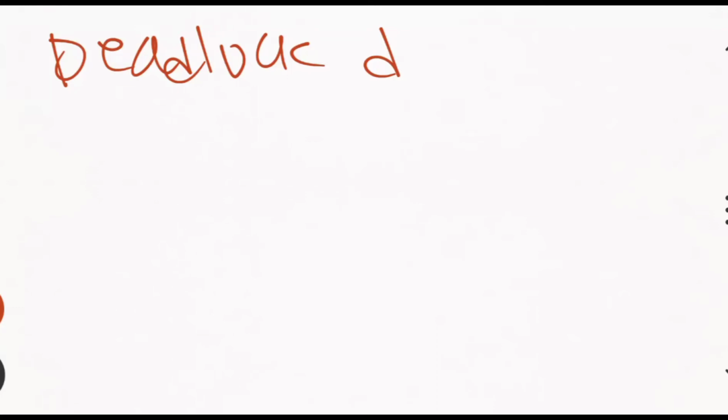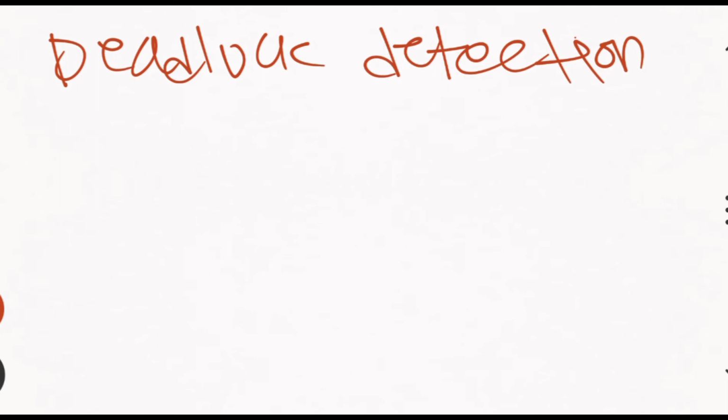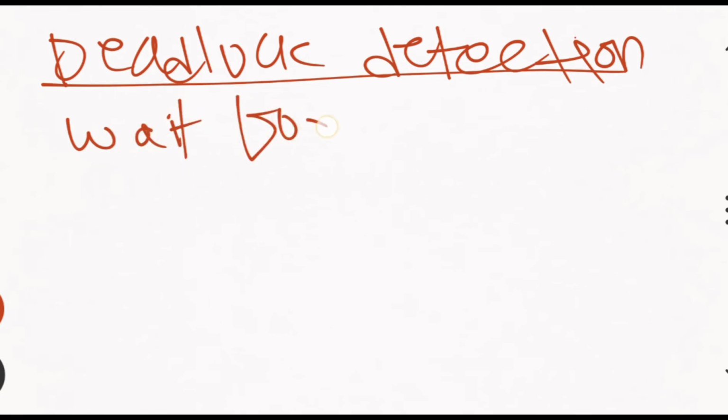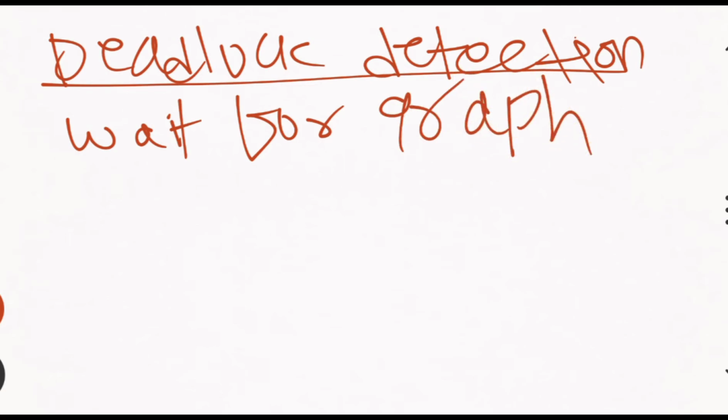So the next topic is deadlock detection. Suppose by any case there is a deadlock, then how are we going to detect that deadlock? For that purpose I am going to use the technique that is called the wait for graph. What do you mean by this wait for graph?